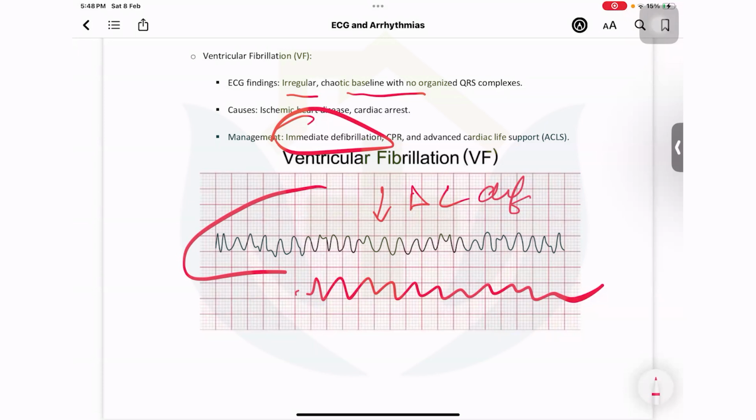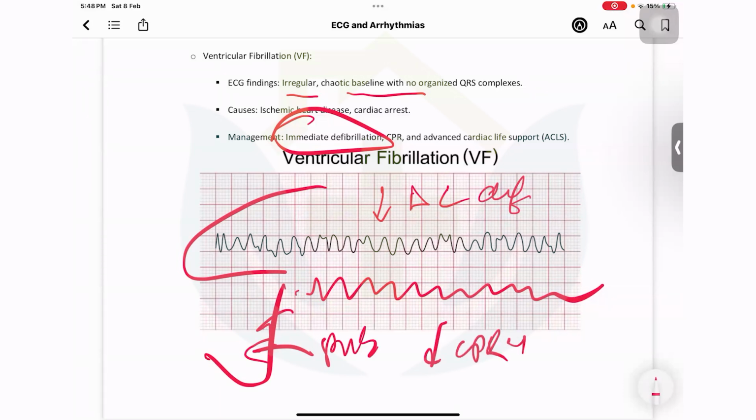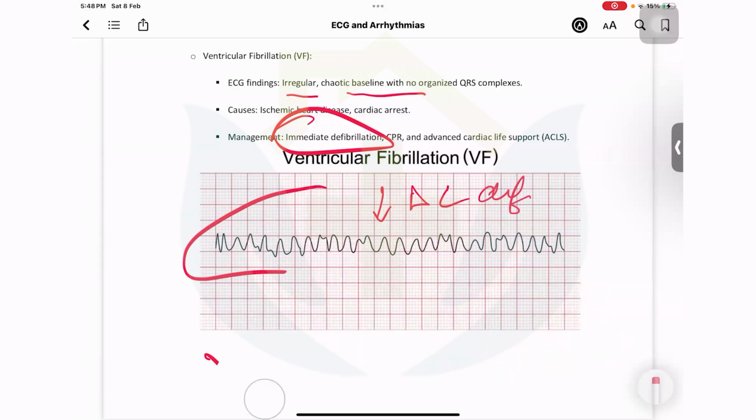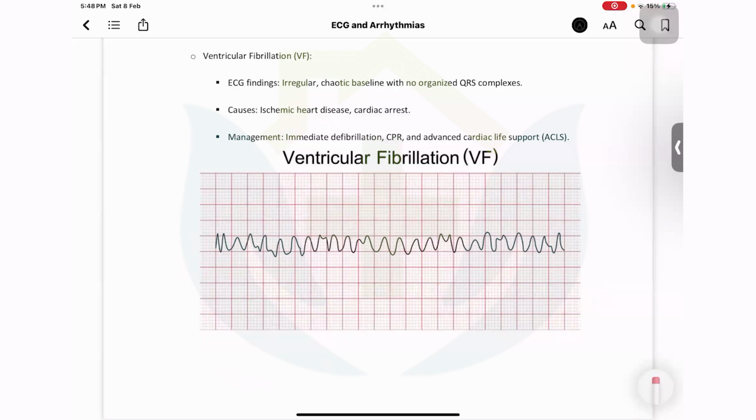These patients, the ventricle is responsible for pulse generation, and here the ventricle is fibrillating like a washing machine. So there is no pulse. So immediate CPR plus defibrillation. And if the patient is not responding and you have ECMO support, put the patient on ECMO and try to salvage the patient if they are neurologically intact.